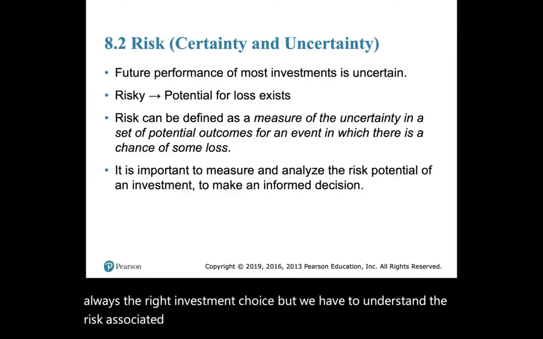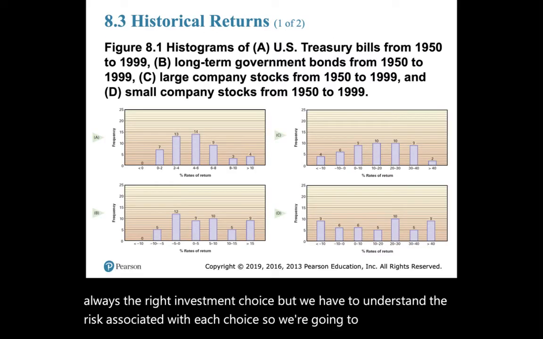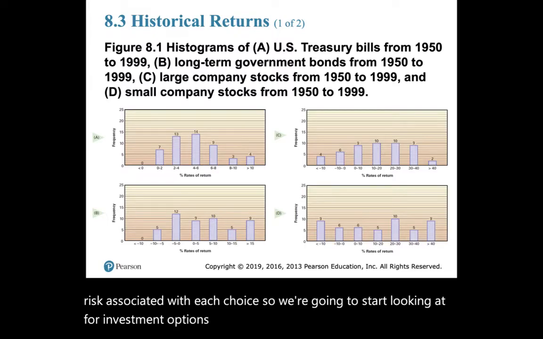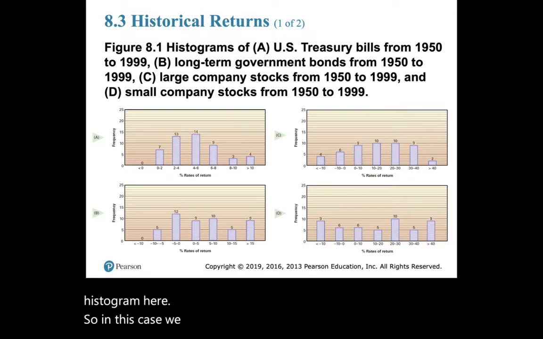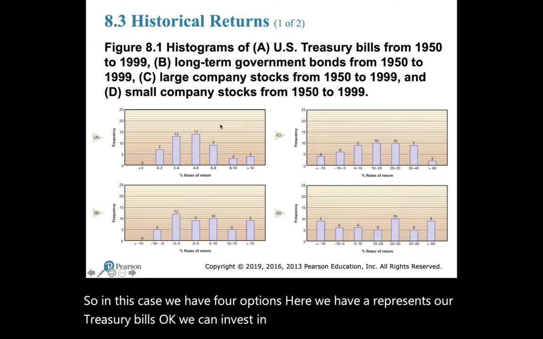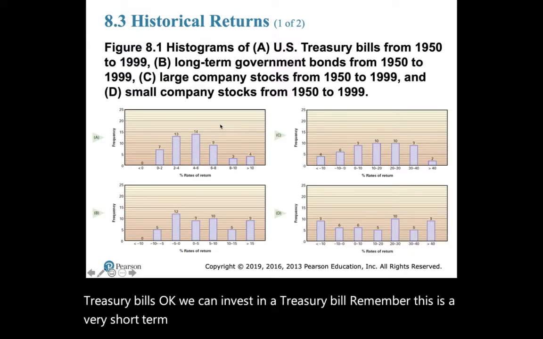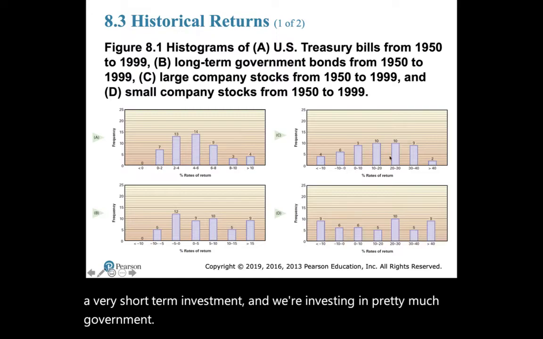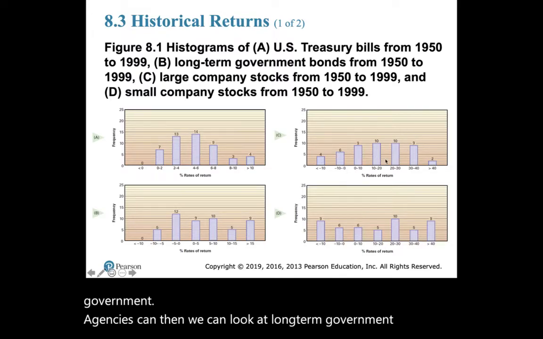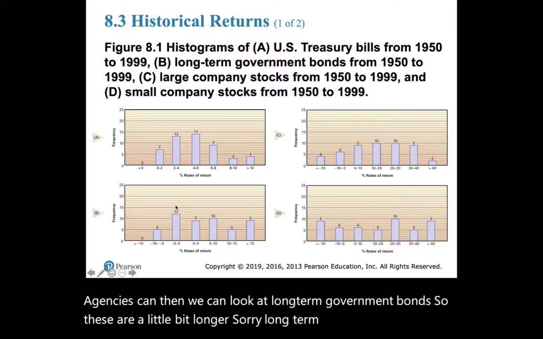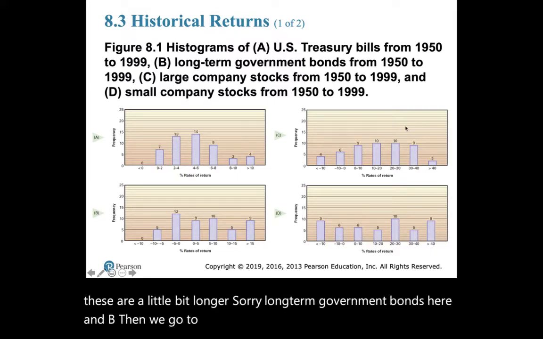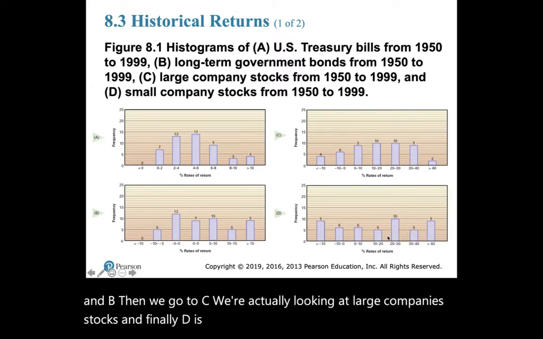So it doesn't necessarily mean that there's always a right investment choice, but we have to understand the risk associated with each choice. So we're going to start looking at 4 investment options, and here we can see some visuals. Okay, so our histogram here. In this case, we have 4 options. A represents our treasury bills. Okay, we can invest in a treasury bill. Remember, this is a very short-term investment, and we're investing in pretty much government agencies. Okay, then we can look at long-term government bonds. So these are a little bit longer. Long-term government bonds here on B. Then when we go to C, we're looking at large company stocks. And finally, D is small company stocks.